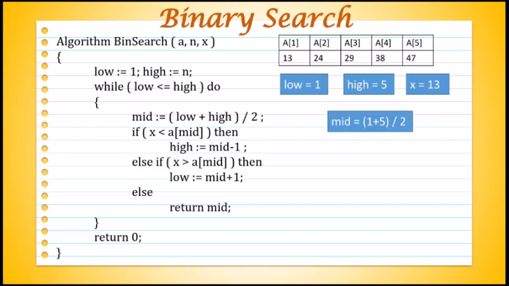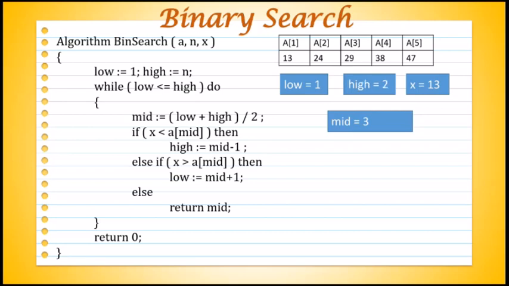So low plus high, that is 1 plus 5 divided by 2, will be 3. So the mid value is 3. Now we will check the if condition. So a of mid means a of 3. The value present is 29 and that will be compared with 13. So 13 is less than 29. Yes, this condition is true. That means the value of high will be changed, that is mid minus 1. So 3 minus 1, that will be 2. So the new value of high will be 2.